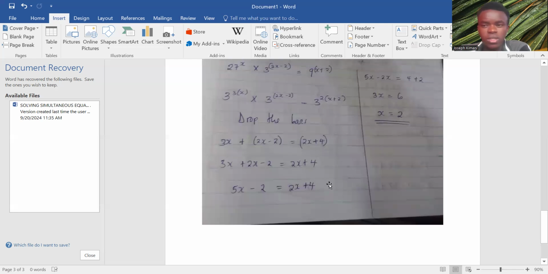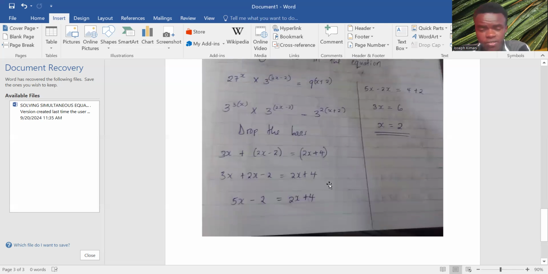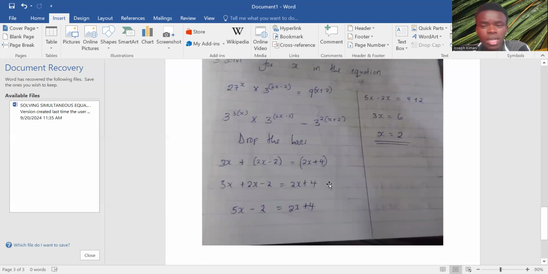So from this point, since I want to find the value of x, I'll put the like terms together. So this 2x here will cross over to this side, and then negative 2 will cross over to this side. So when 2x, which is positive in this case, crosses over to the other side of the equal sign, it will change into a negative. Look here, 5x minus 2x is equals to now, then 4, this 4. And when it crosses to the other side, the negative 2 will become a positive. So 4 plus 2. 5x minus 2x is equals to 4 plus 2.